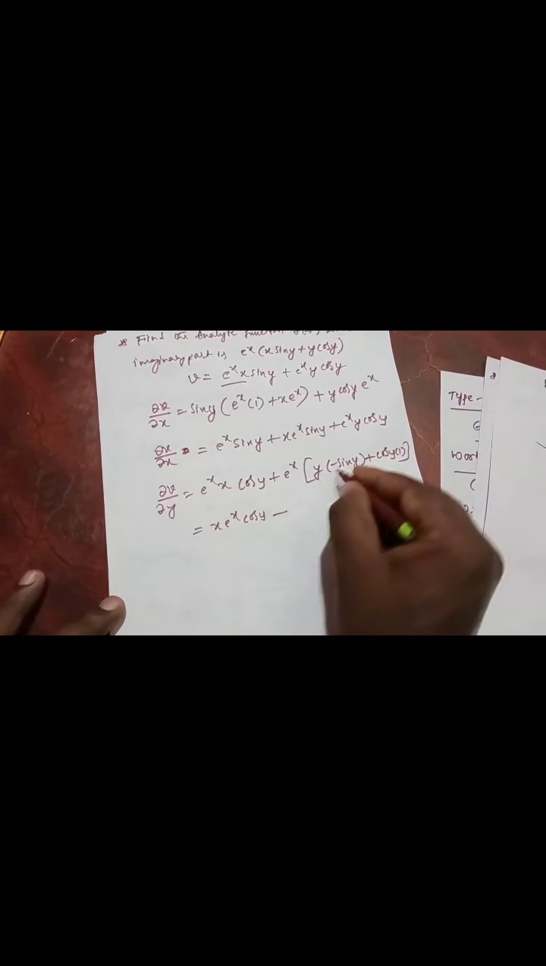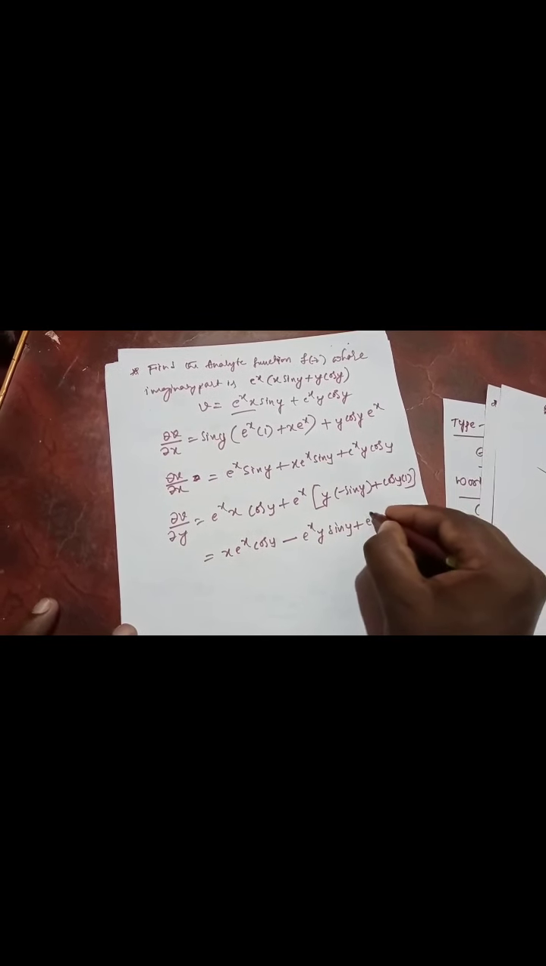Next, simplify this. x e power x cos y. Multiply this with e power x. Here plus into minus, e power x y sin y plus e power x cos y. This is our dou v by dou y. These two are our partial derivatives of v with respect to x and y.